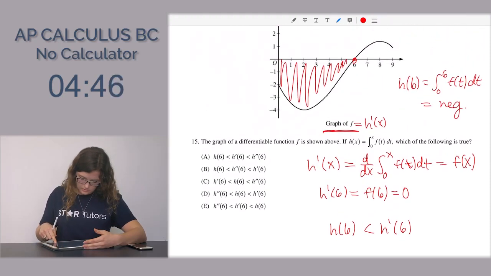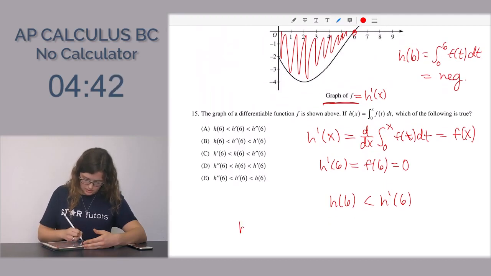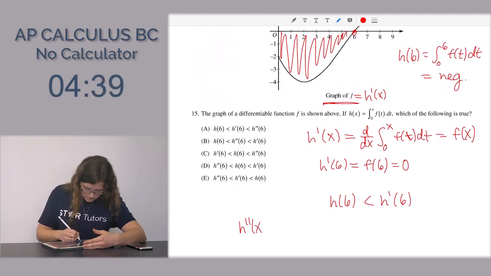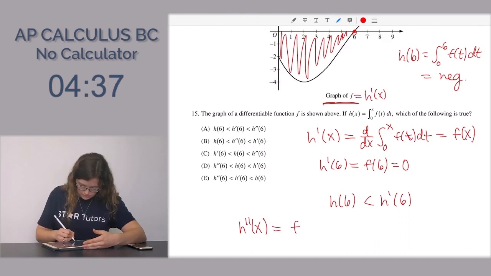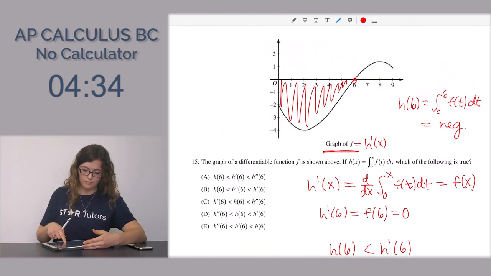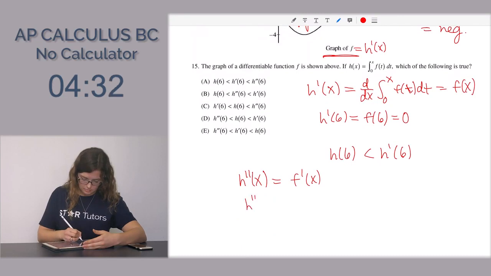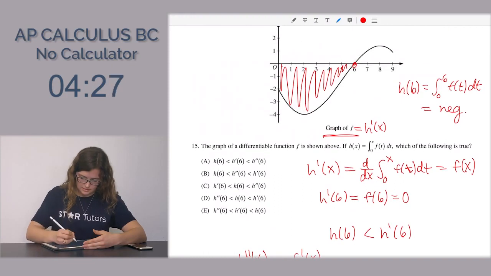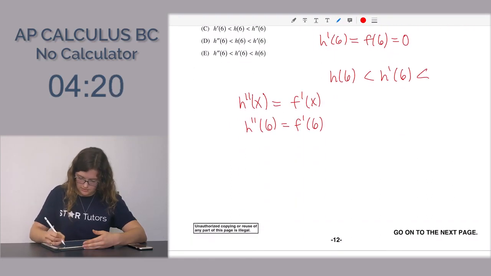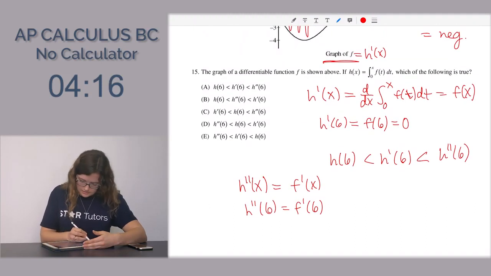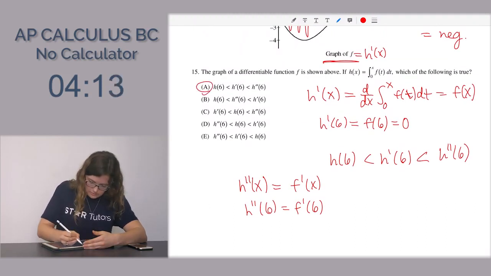Then I know that the second derivative, h double prime of x, will be equal to the first derivative of f, so it's the slope of the function that I see. So h double prime of 6 is f prime of 6, the slope at 6. The slope at 6 is positive. So this is smaller than something positive. All right, so I've got to find the answer that looks like that. h of 6, h prime of 6, a. Okay.